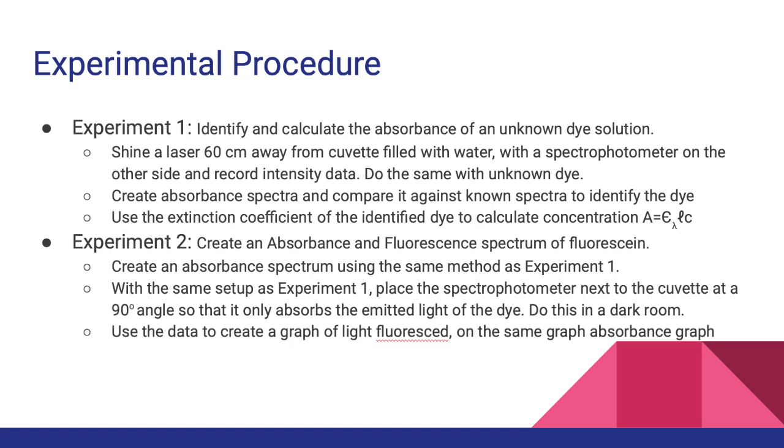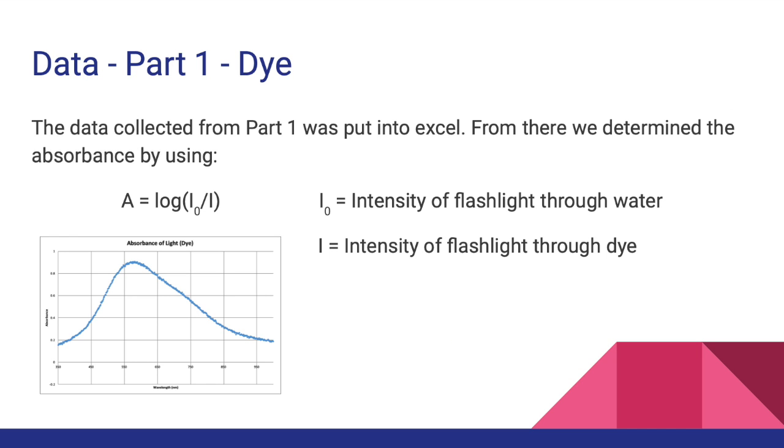We did this in a dark room and used the data to create a graph of the fluorescent light on the same graph as an absorbance graph. We exported the data from the program in order to find the absorbance of the light from the dye. This was done by taking the log of the initial intensity of water divided by the intensity of the dye.